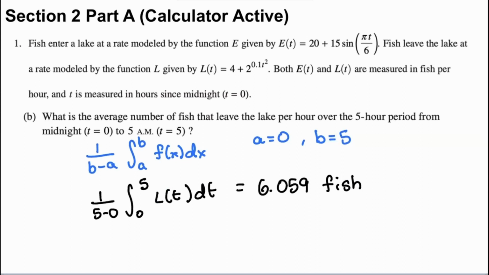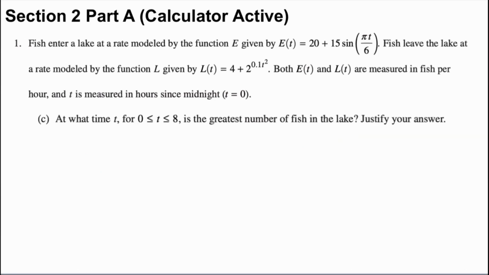I don't really like this notation. Oh, it'd be fish per hour, excuse me. I don't really like this notation of saying 6.059 because you can't really have a decimal number of fish. But unless the College Board explicitly states to round your answer to the nearest whole number, you should leave it rounded to 3 decimal places, as that is the rounding rule that they have put forth.